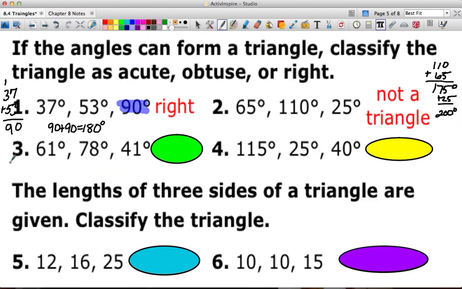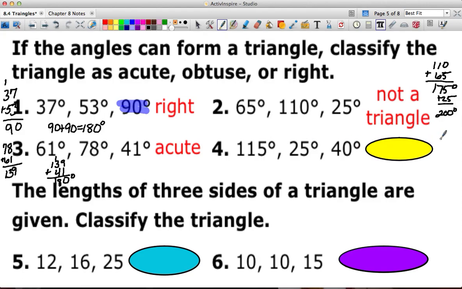For number 3, you have 78 plus 61 gives you 139 degrees. 139 plus 41 gives you 180 degrees. So this can be a triangle. It has no obtuse angles, so it can't be an obtuse triangle. It doesn't have a 90-degree angle, so it can't be a right triangle. All the angles are acute, meaning this is an acute triangle.